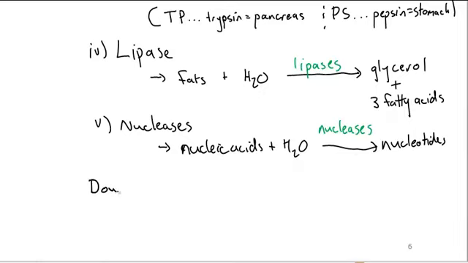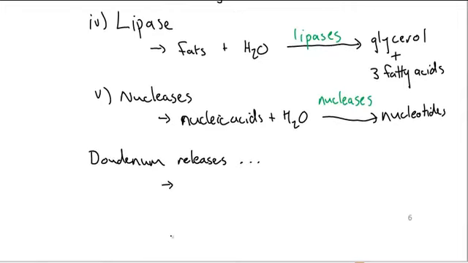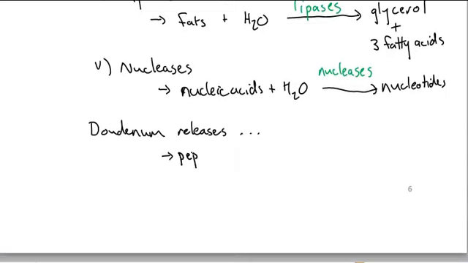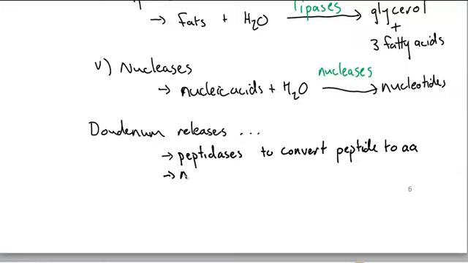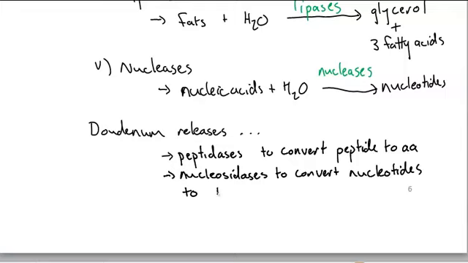As well, the duodenum releases directly into itself a few more enzymes, in particular peptidases, to convert peptides to amino acids, and nucleosidases to convert nucleotides to phosphate plus sugar plus bases.